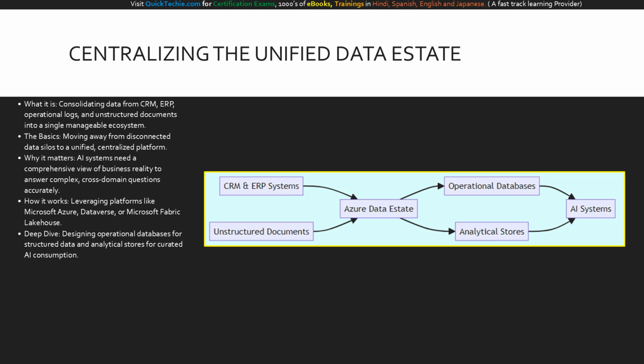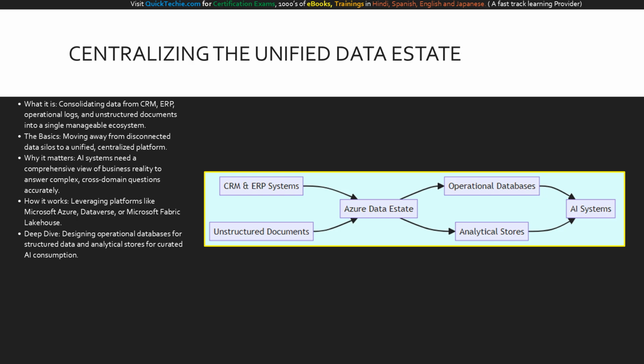This architecture diagram visualizes the data centralization process. Notice the outer nodes on the left representing various fragmented data sources, CRM systems, ERPs, and unstructured document libraries like SharePoint. The arrows converge into the central hub, labeled Azure Data Estate. This central hub acts as the brain of your data operations. It is logically divided into operational databases, which handle real-time structured data, and analytical stores, which manage massive volumes of curated data for deeper analysis.